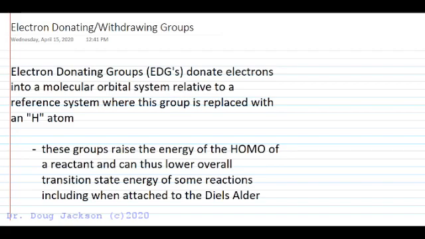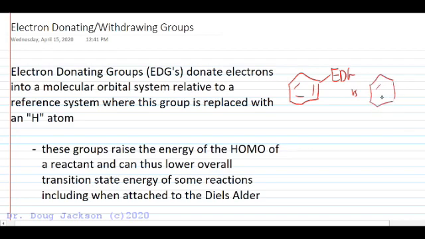So starting off, an electron donating group will donate electrons into a ring versus a standard reference compound. What we want to always do is define our reference as the compound that has a hydrogen in place of our donating group or withdrawing group. So for this electrophilic aromatic substitution reaction, we'd have that substituted benzene versus benzene itself.